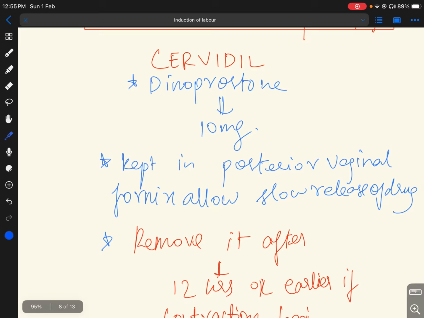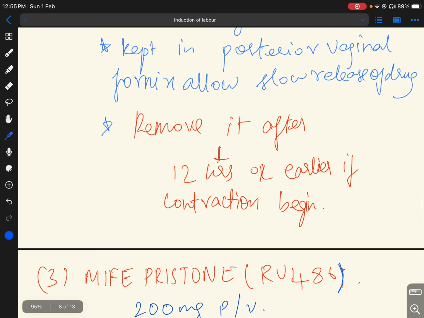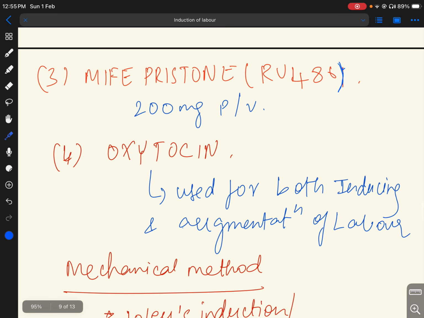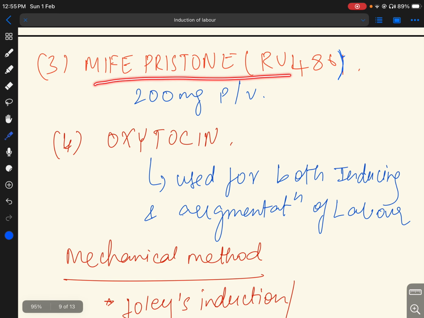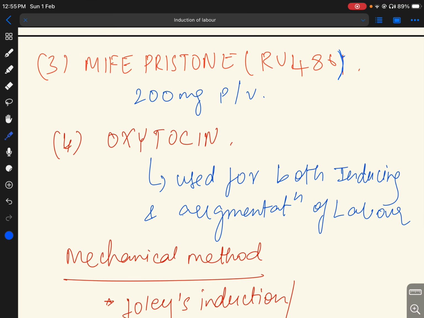Cervidil, dinoprostone 10 mg. It is kept in the posterior vaginal fornix to allow slow release of the drug. You have to remove it after 12 hours or earlier if the contraction begins. Mifepristone or antiprogesterone or RU486. You have to give 200 mg per vaginally. Oxytocin can be used for both inducing and augmentation of labor.